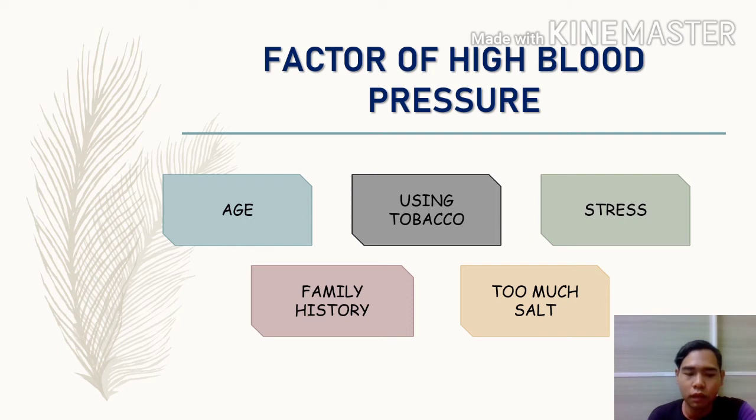Okay. Furthermore, tobacco. A chemical in tobacco can damage the lining of the artery walls. And the S is too much salt. Too much sodium in the diet can cause the body to retain fluid. And lastly, stress. A high level of stress may lead to temporary high blood pressure.